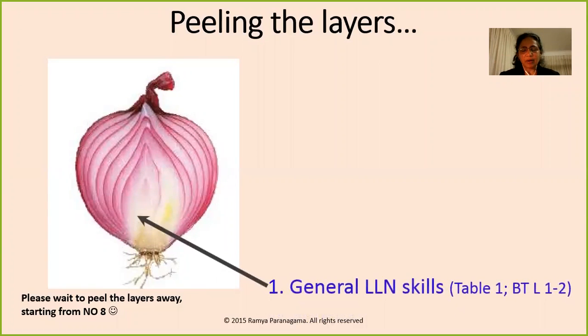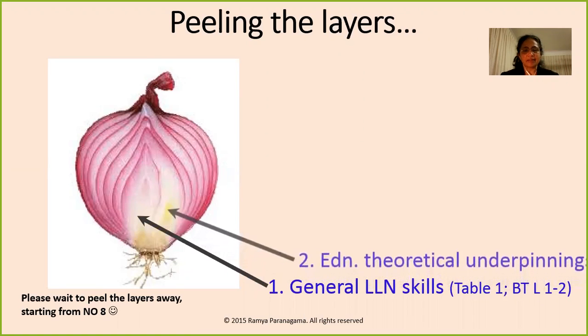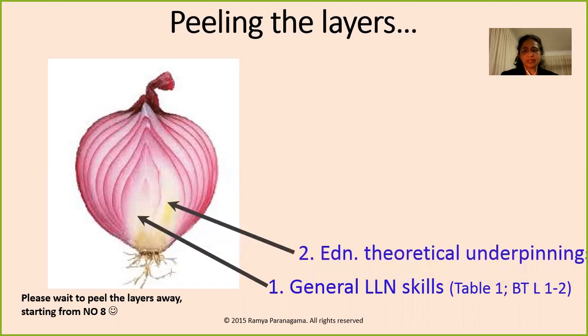The first one is the general LLN skills that I have indicated in table 1, and I also referred that to Bloom's taxonomy, the first 2 levels. That's the very first one at the center. The next outer layer is the education theoretical underpinnings, for the reason that there are behavioral scientists, constructivist theorists, and social learning theorists.